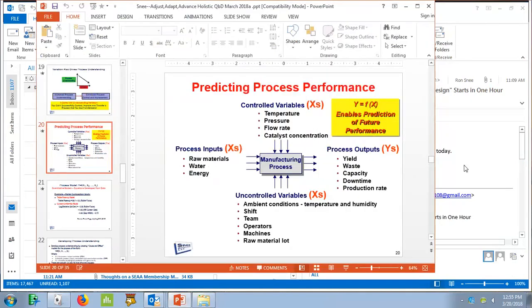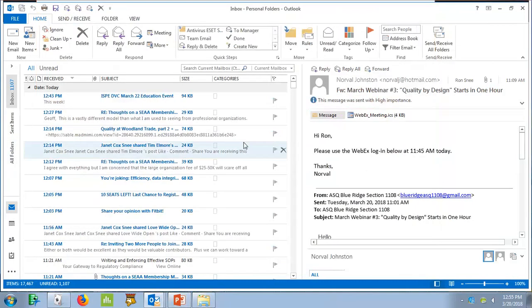I don't think I'm going to be able to get there. But there is one important question which hasn't come up yet. What does it cost to do QBD?